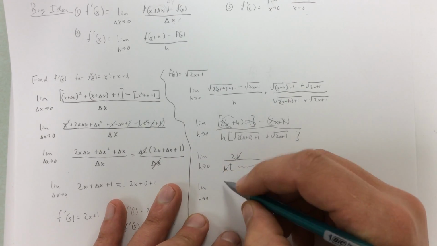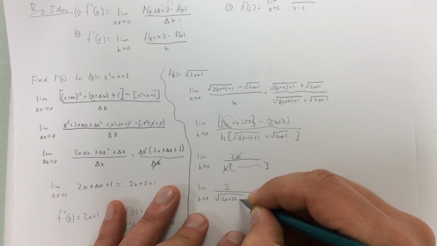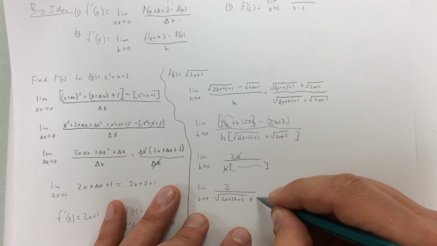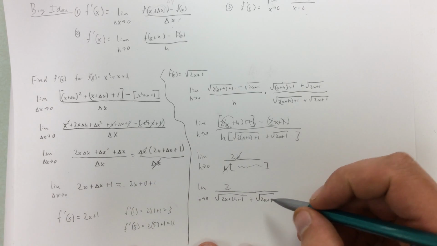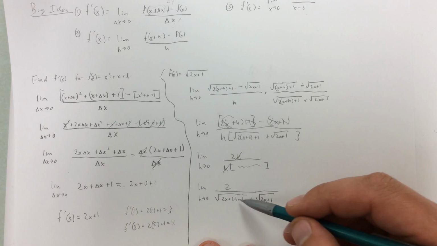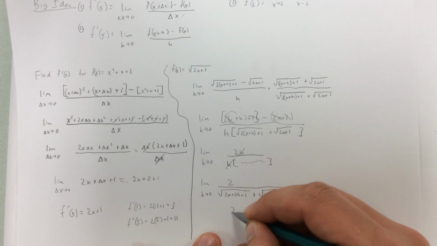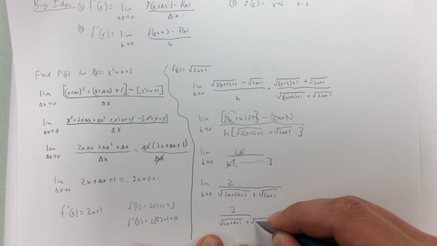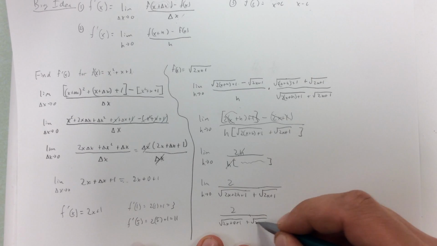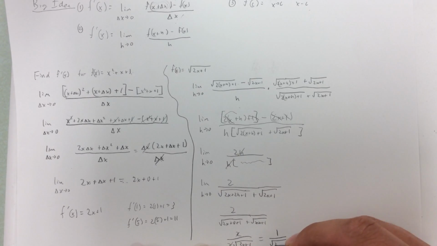Limit as h approaches 0 of 2 divided by the square root of 2x plus 2h plus 1 plus the square root of 2x plus 1. This is absolutely fantastic, because now if I plug in 0 here, I'm not subtracting anything, I'm not going to be dividing by 0. So I can go ahead and plug in 0 and get 2 over the square root of 2x plus 0 plus 1 plus the square root of 2x plus 1. That's basically the same thing, so I'm going to have 2 over 2 times the square root of 2x plus 1. Those cancel out. 1 over the square root of 2x plus 1.